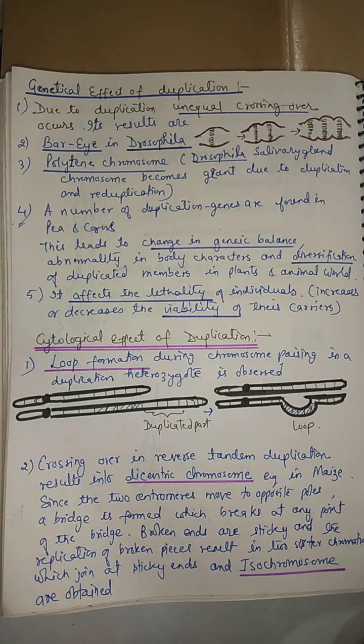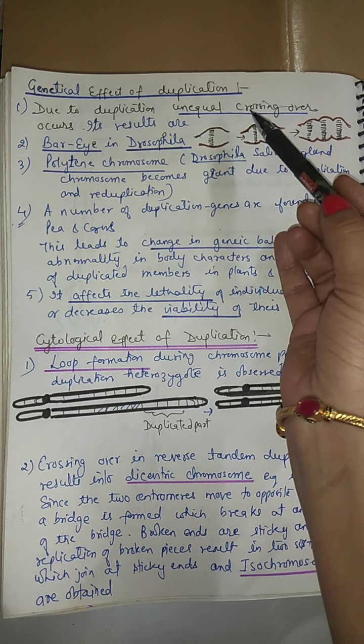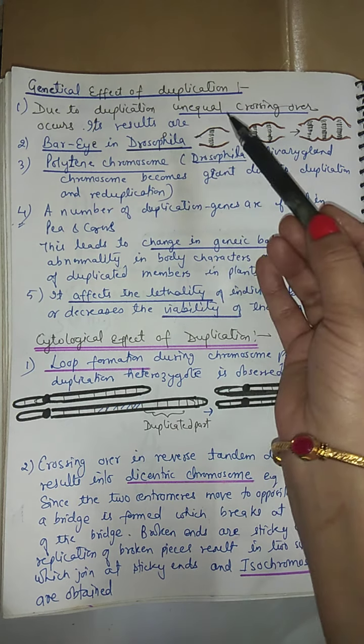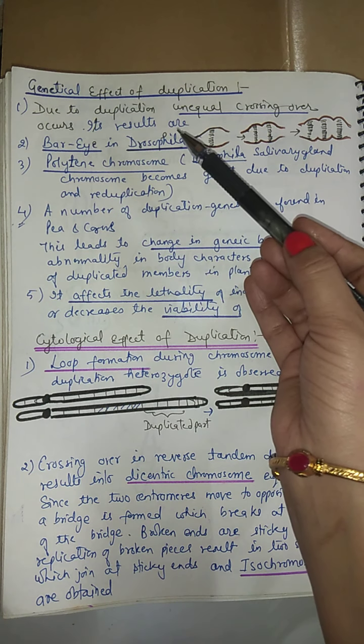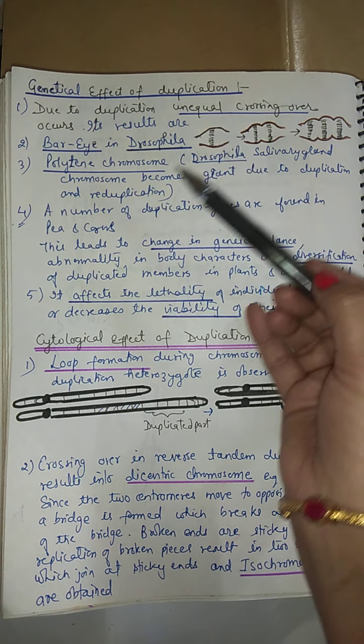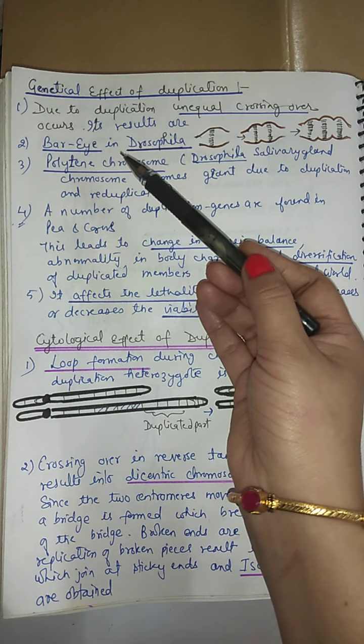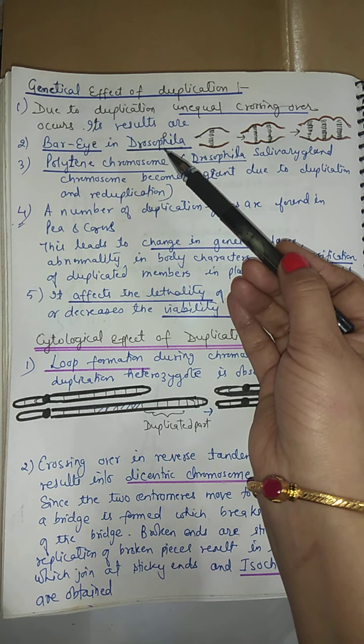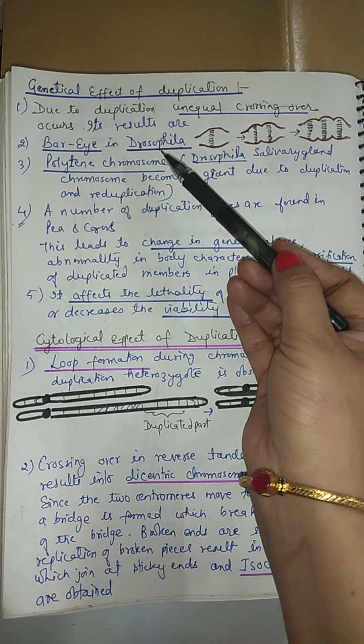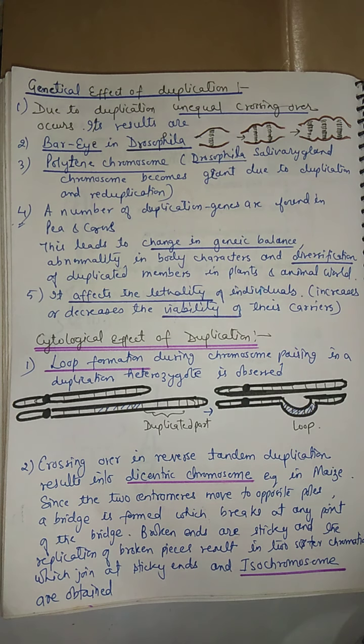Now there are various genetical and cytological effects of duplication. First of all, we will discuss the genetical effect of duplication. Due to duplication, unequal crossing over is seen to happen. Secondly, the bar eye phenotype in Drosophila is due to the duplication of the genes. It appears in the 16A locus on the X chromosome.